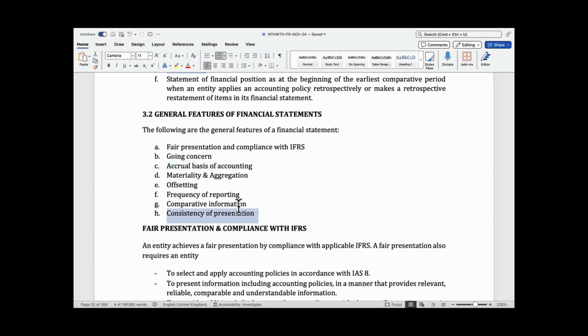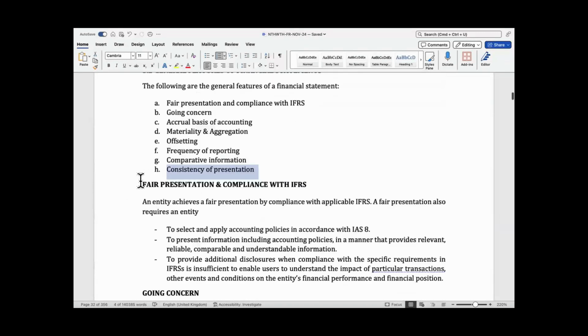However, you need to have them at the back of your mind because they are what guides us when we are preparing our financial statements. Every financial statement would generally have these features. They will be present there. They have to be present. And the most important one is that all financial statements must be presented fairly. And of course, presenting fairly also means compliance with IFRS.